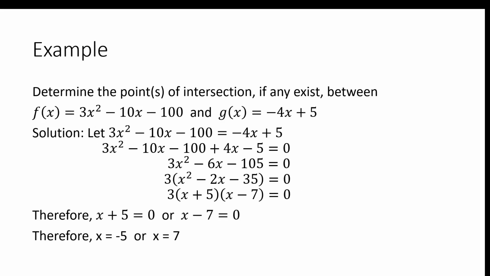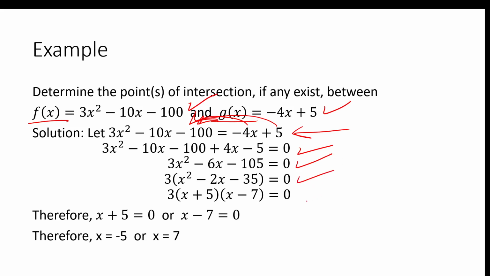Okay, so what if we were asked to determine the points of intersection between the parabola shown and the linear function shown? Well, what we would do is simply let the y value of the first equal the y value of the second. So we would get 3x squared minus 10x minus 100 equals negative 4x plus 5. We would want to make one side equal 0. So algebraically, we could do that by writing 3x squared minus 10x minus 100 plus 4x minus 5 equals 0. Ultimately, we would get 3x squared minus 6x minus 105 equals 0.